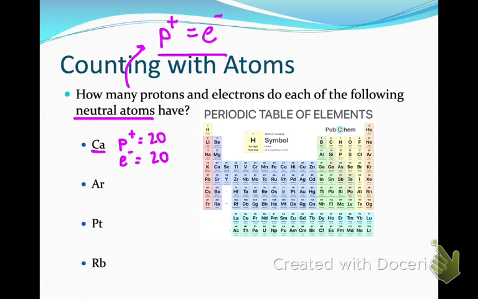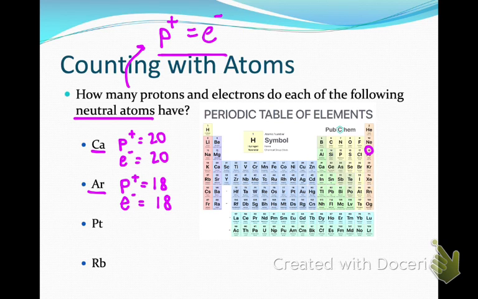So let's look at argon here. Ar is an element called argon. It's all the way on the right-hand side of the periodic table right there. Argon has an atomic number of 18, which means the number of protons is 18. And if my atom is neutral, that means my electrons must also be 18.